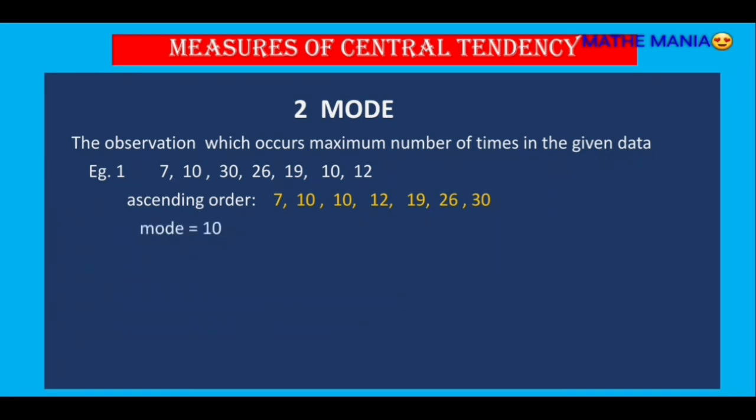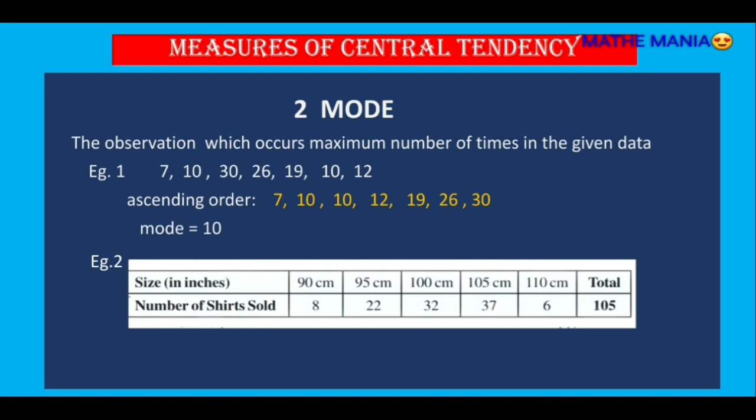But when the values are very large and there are 100 or even more numbers in a data, then this method is not useful. In that case, the data is given in the form of a table like this one, and we can find out the value of the mode from this table.